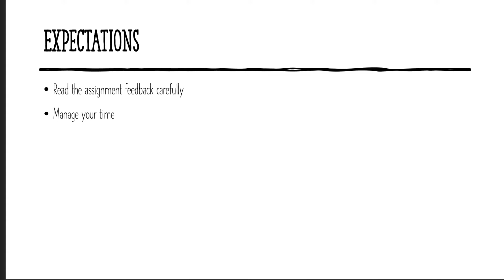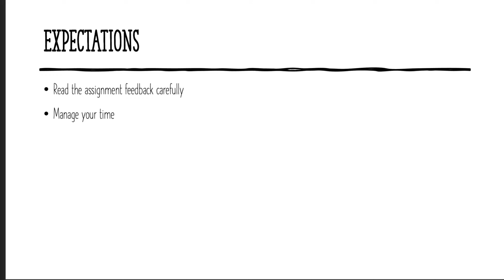So here's the expectations, and this will be pretty consistent week to week, especially after this first week is completed, that you'll read the assignment feedback that I give you in correlation with your grade carefully. Take it to heart. Be sure you're doing a fine job, but formatting is a big deal in order to communicate properly what you know, what you're trying to express. So that's really important in this class.